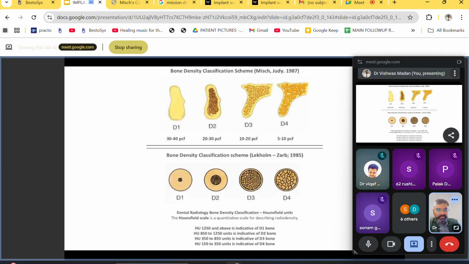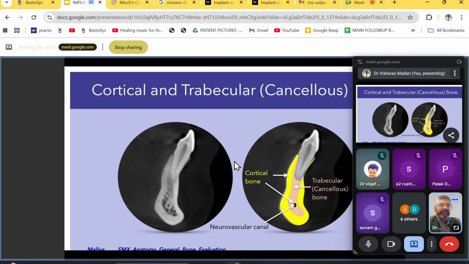patient's bone. Okay, so for example, if you are having a D1 bone, then my drilling protocol is completely different, my choice of implants is completely different, my size of implant is completely different. When I am drilling into D4 bone, the choice of drilling protocol, the choice of drills, the implants become completely different. And we will slowly build up on this knowledge and come to that.